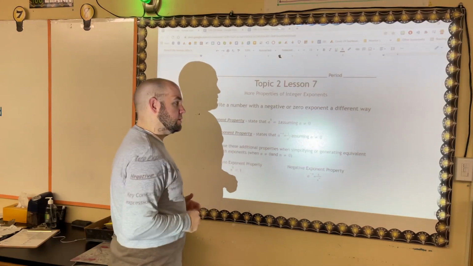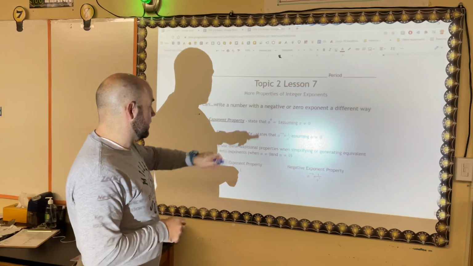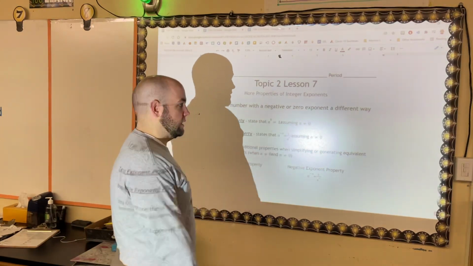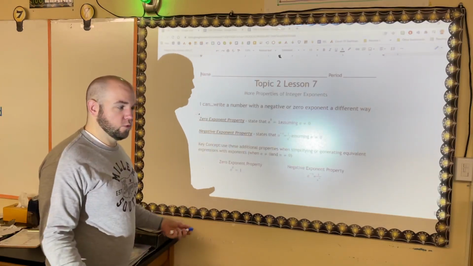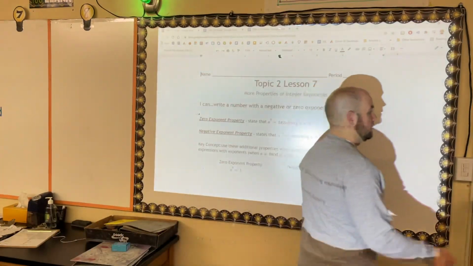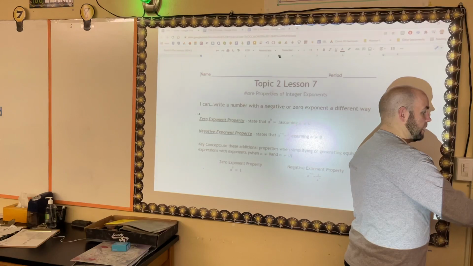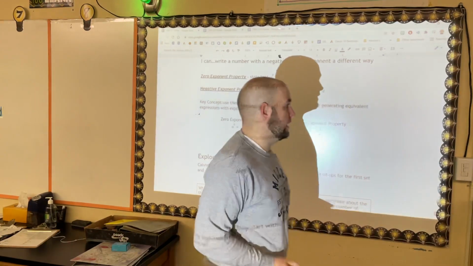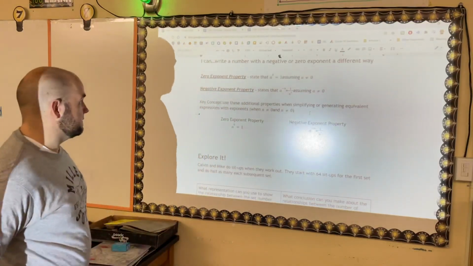Hey, we're doing topic 2.7 next. We're looking at some more properties of exponents. What can we do with those exponents once we're working with them? Our I can statement: I can write a number with a negative or zero exponent. We can write it in a different way.